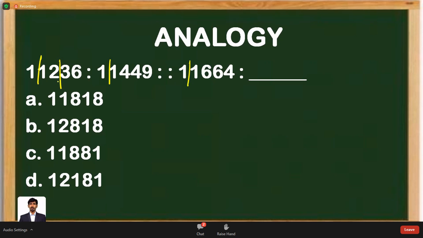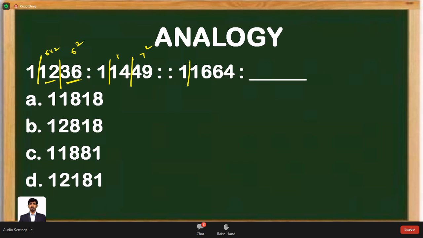Let me look at this. What is this number? 12, and this is 36. 36 is a familiar number for me, that is 6 square. And what is 12? 12 is nothing but 6 into 2, so double of 6 is 12. And you can also look at this, 49 is 7 square.